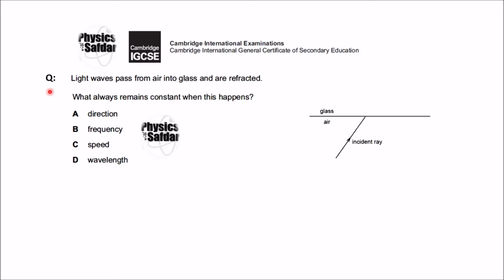Now we are going to solve a question from paper 2 on the topic refraction of light. The question is, light waves pass from air into glass and are refracted. What always remains constant when this happens? And you have 4 options.